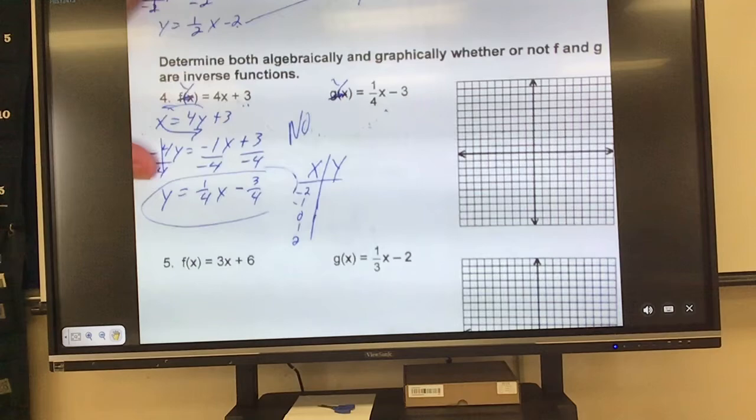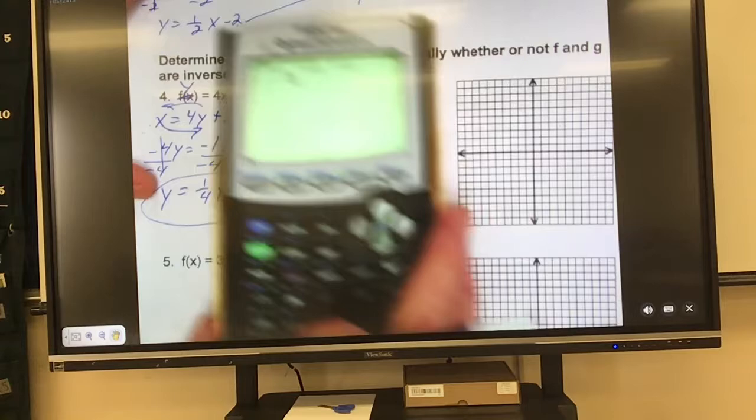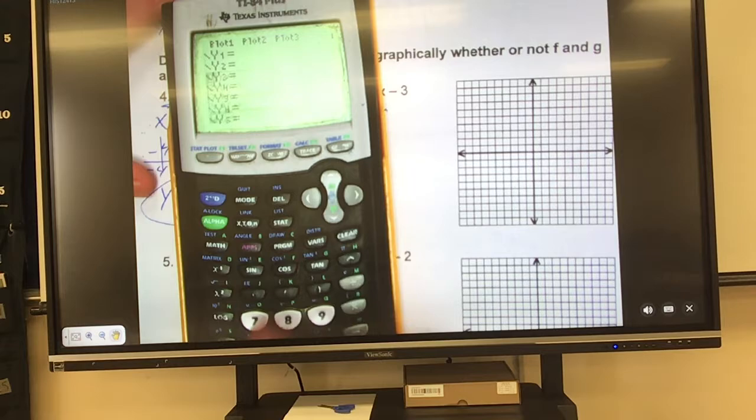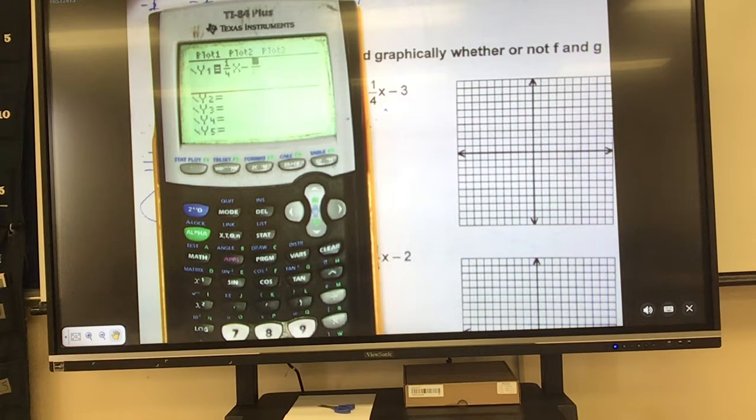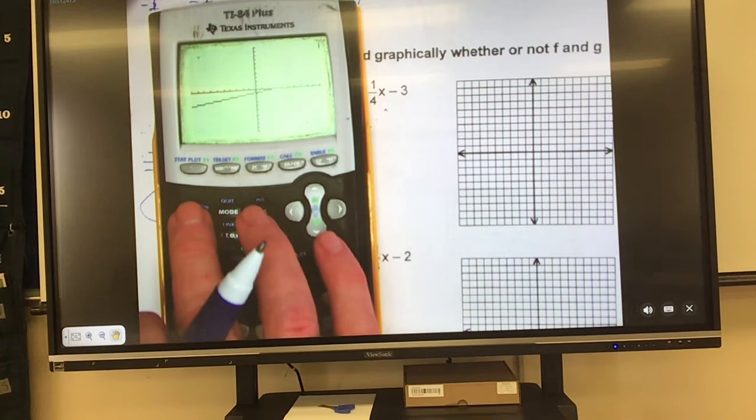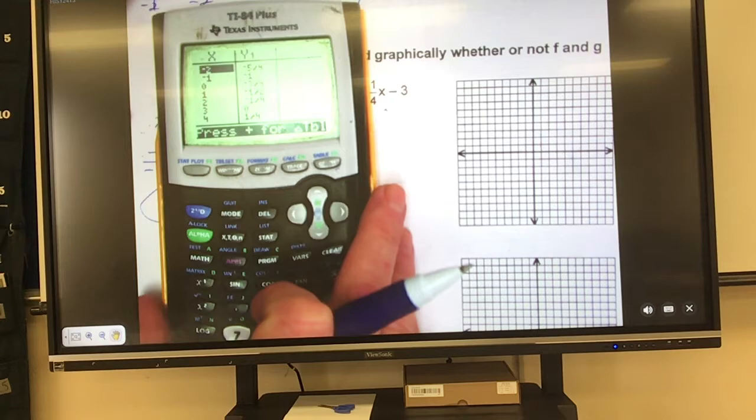All right, so we go and type it in, and we're going to see... make that a fraction, 1/4 x minus 3/4. And, oops, I meant second graph, let's get to the table. Actually, let's only do the clean points.